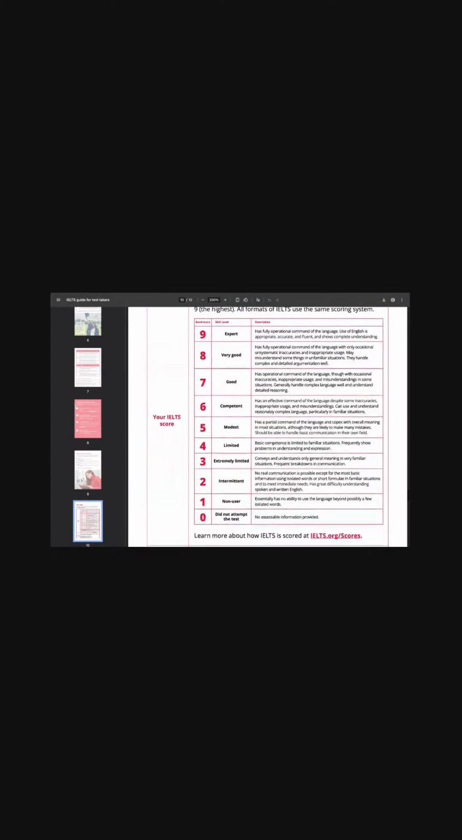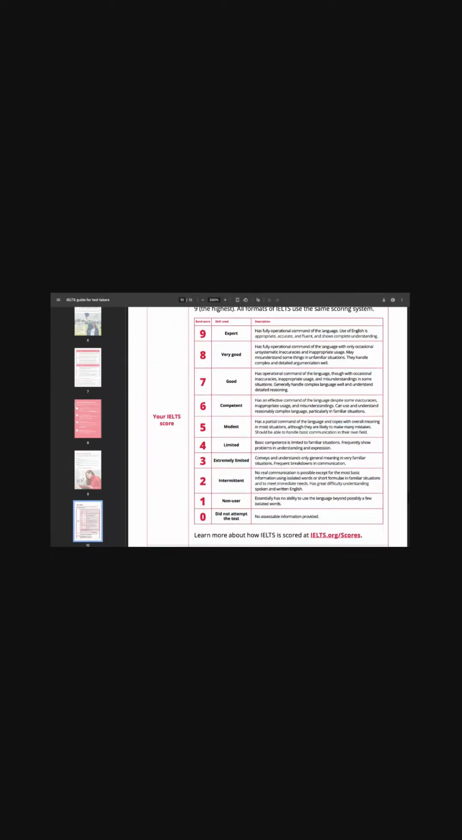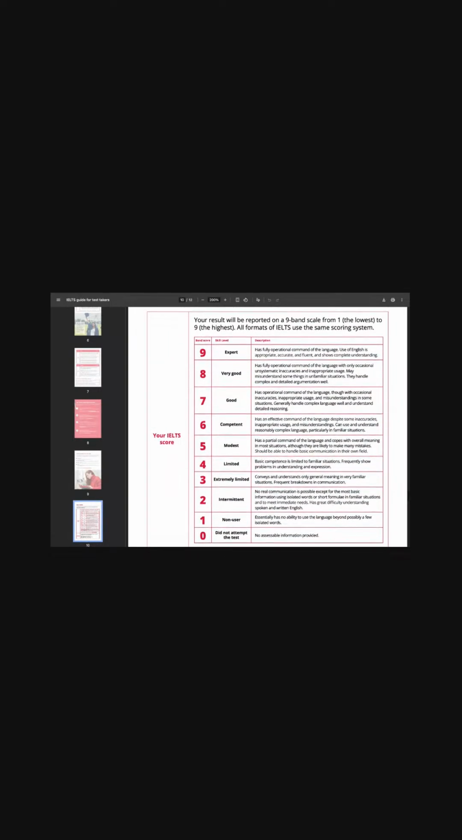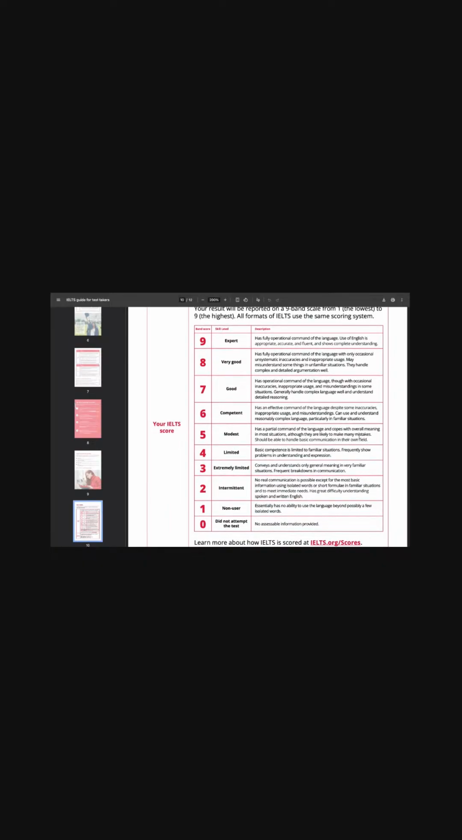These are the results that you can get, 0 to 9. Your results will be reported on a 9 band scale, from 1 the lowest to 9 the highest. All formats of IELTS use the same scoring system, whether Academic or General. Band 9 is an expert: fully operational command of the language, with use of English that is appropriate, accurate and fluent, and complete understanding. That is the maximum you can get.